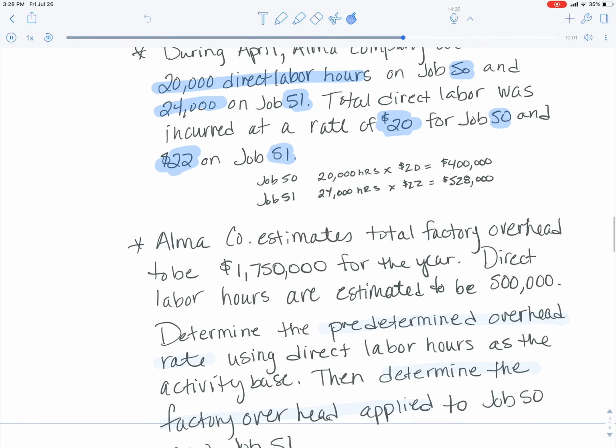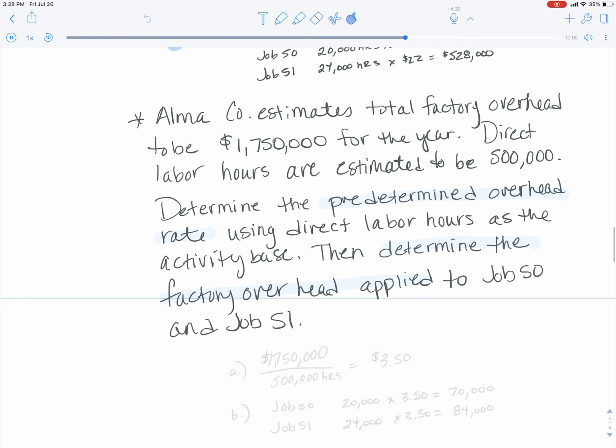Okay, now we need to apply some overhead. So here we have some more information. We have Alma Company. They estimate that their total overhead for this year will be $1,750,000, and direct labor hours are estimated to be 500,000 hours. So the first thing that we need to do is calculate what is our predetermined overhead rate. So the way that we do that is we take our estimated overhead and divide it by our estimated hours. And that gives us a per hour rate to apply overhead. So that's step number one.